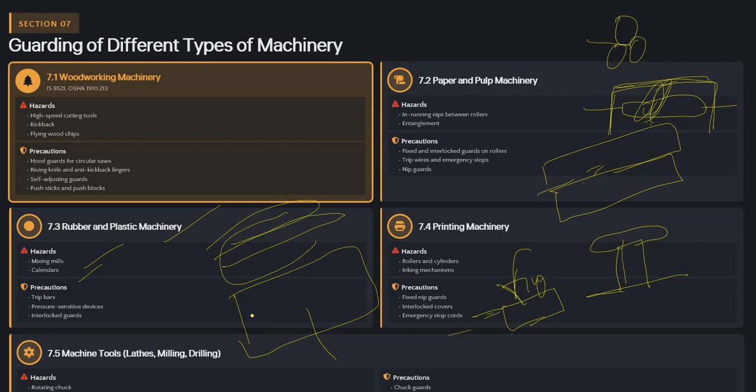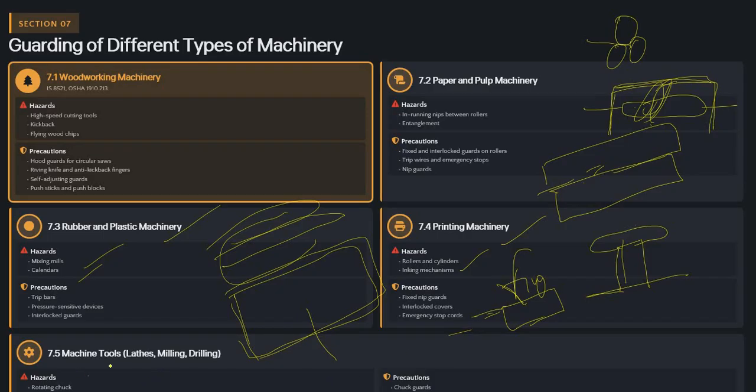So that is a pressure sensitive area, where highly hazardous or highly risk-prone areas will have these pressure sensing mats installed, with interlock guards. We will put some adjustable guarding, and whenever we need to remove it to do some operation, we put an interlock guard for that. Then printing machineries: rollers and cylinders, and inking mechanisms. Here there are fixed nip guards, interlock guards, interlock covers, and emergency stop guards, that is full guard ropes and everything.